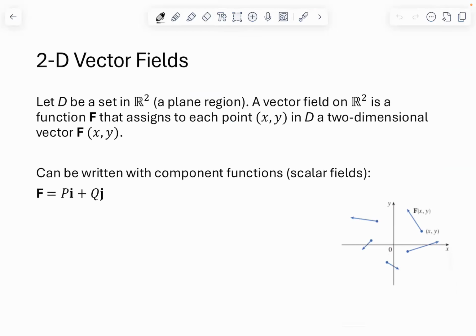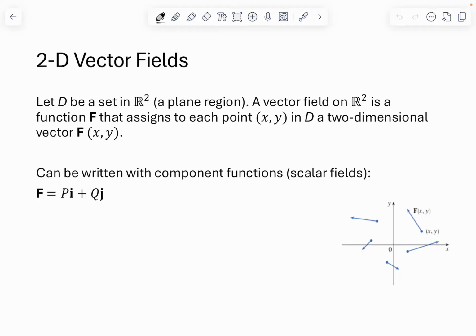So we have two types of these vector fields that we can look at. The first one is a two-dimensional vector field. If we let D be a set in R2, which is also a point region like this picture I have here on the bottom right, a vector field on R2 is a function f that assigns to each point x and y in D a two-dimensional vector f of x and y.